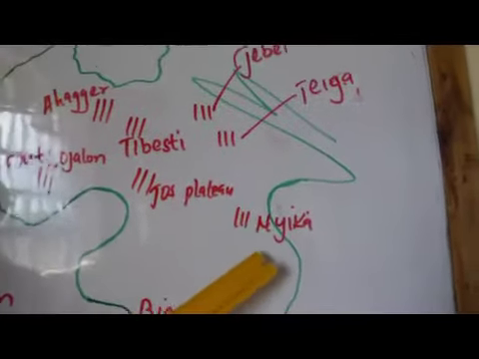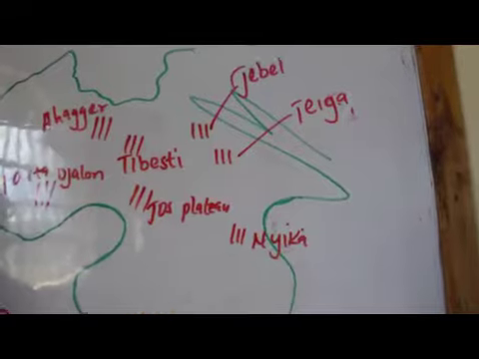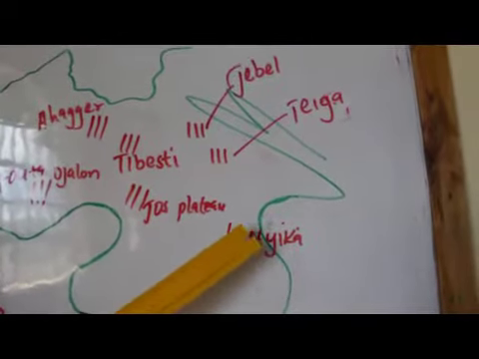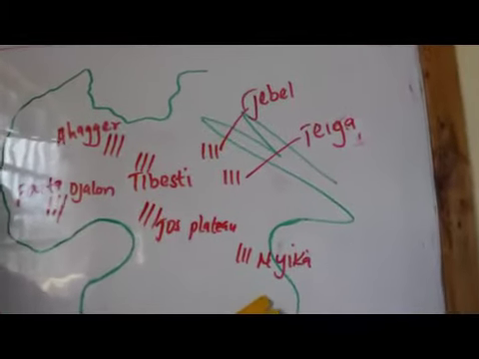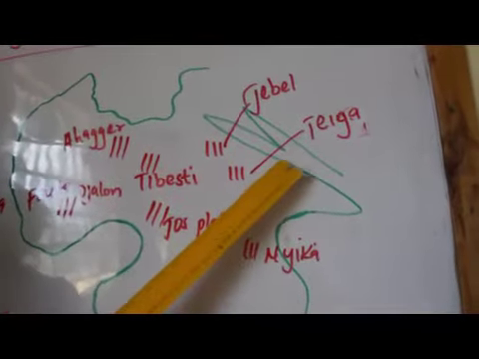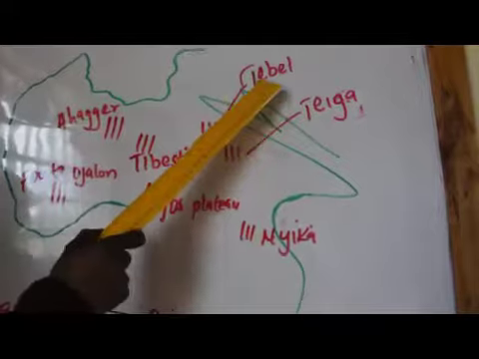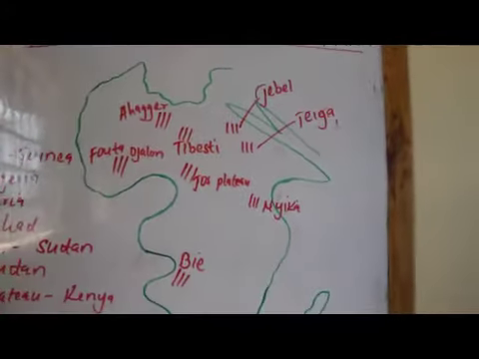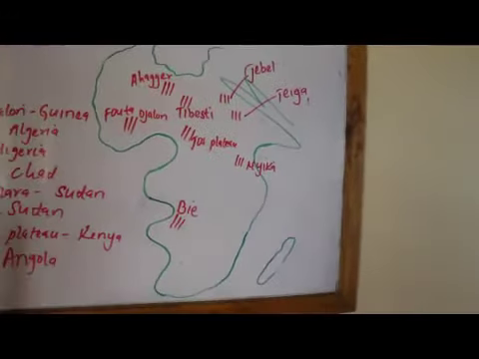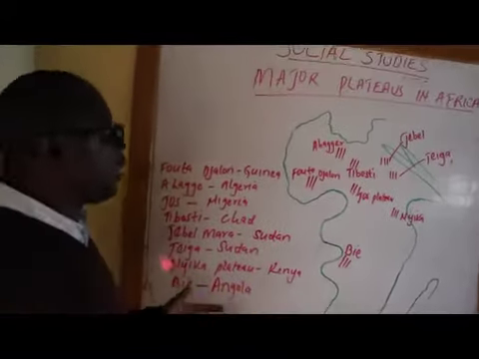In fact, Nyika Plateau, the word Nyika means dry. Nyika Plateau in Kenya is the largest relief region in Kenya. Then we have Teiga Plateau and Jebel Mara Plateau. These two plateaus are found in Sudan. So these are the major plateaus in Africa.